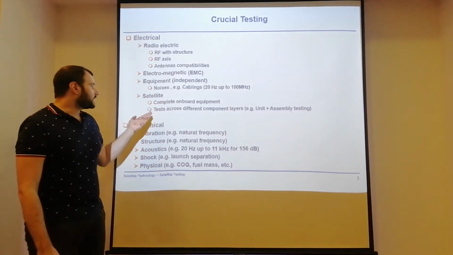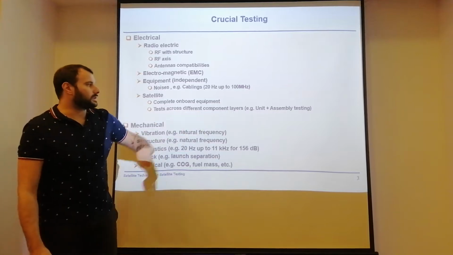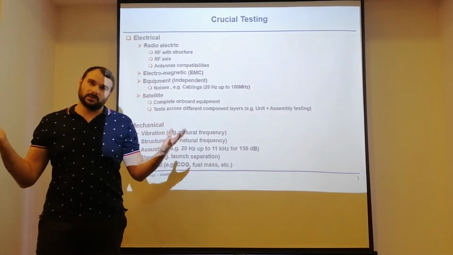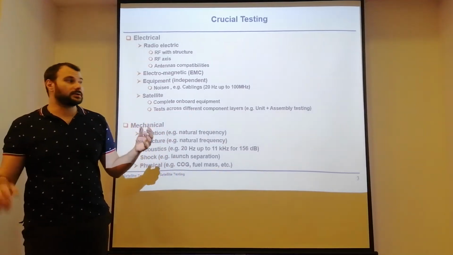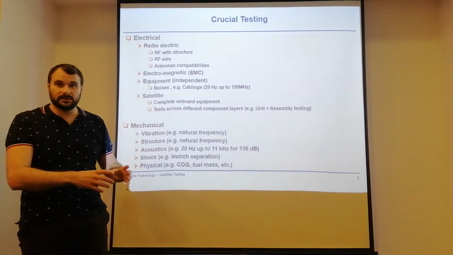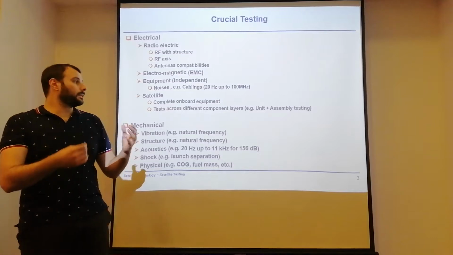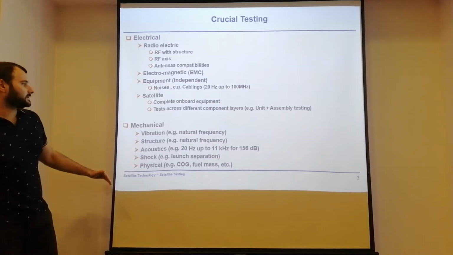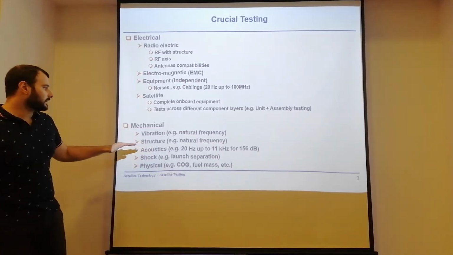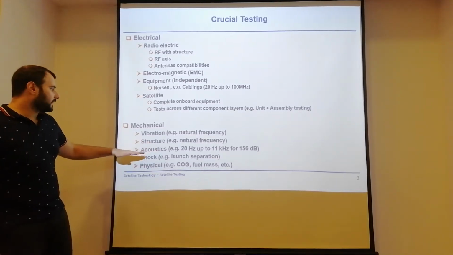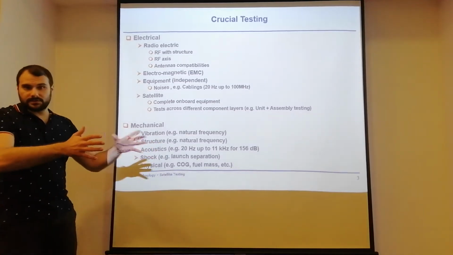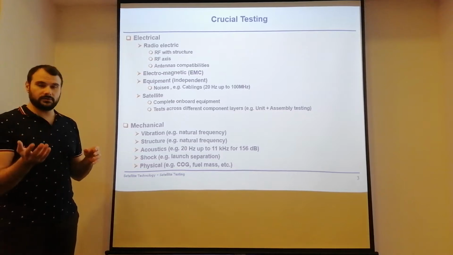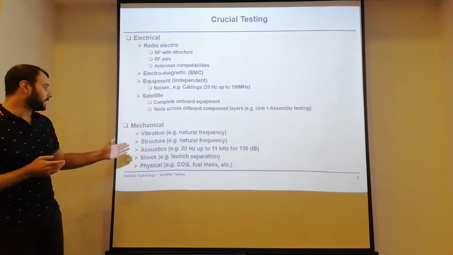And you want to test across different component layers. So you don't want to only test the satellite as a whole unit. The tests start much earlier on lower levels, like on unit or on assembly level. And besides the electrical tests, there are mechanical tests. So we have vibration tests, we have structure tests. So you want to check how your system is reacting to vibrations that might occur or will occur for sure during the launch of the satellite.